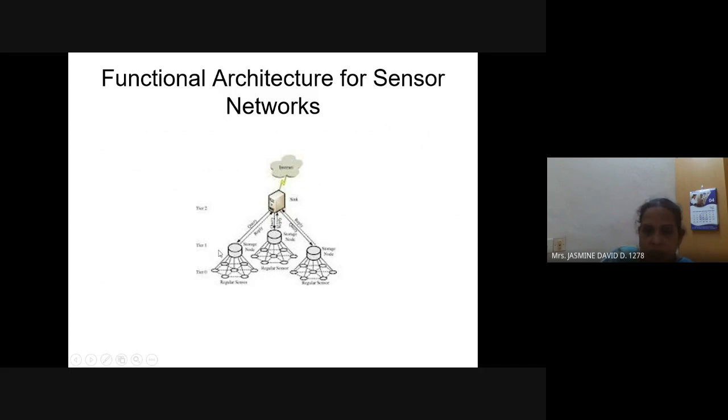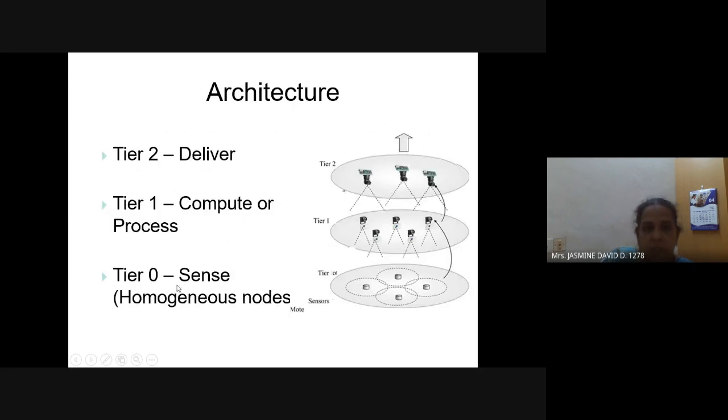Here in tier 0, all nodes are homogeneous nodes. You know what is homogeneous and what is heterogeneous, right? All nodes are homogeneous, that is, the same configuration. The purpose of tier 1 is computing and processing, and tier 2 is delivering the information to the sink node.